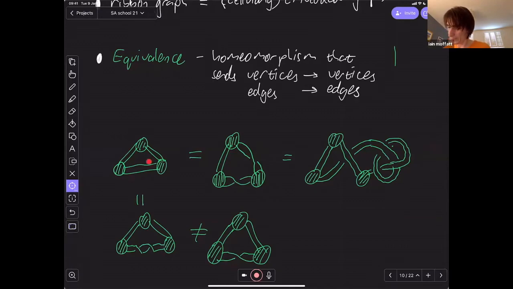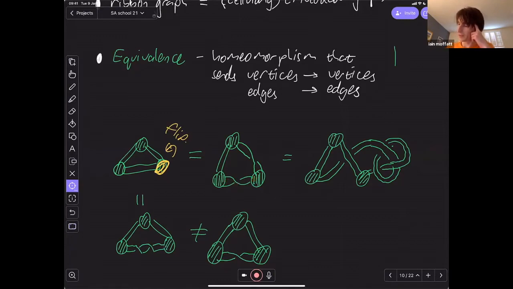So for example, let's say this ribbon graph here, we've got a 3-cycle, 3 vertices, 3 edges. What I could do is take this vertex here and just flip it over. So I've grabbed hold of this, flipped it over, and when I flip it over, I'm going to put 2 little half twists in the ribbons like that. So these are equivalent ribbon graphs.